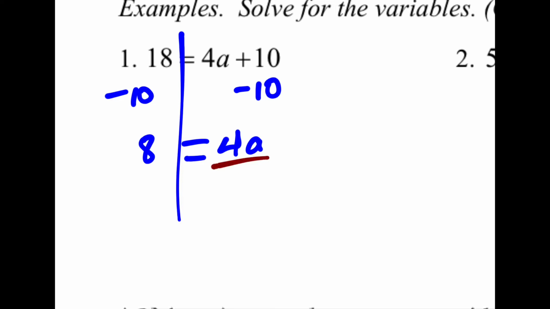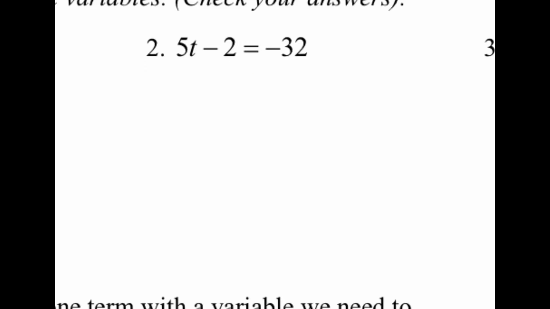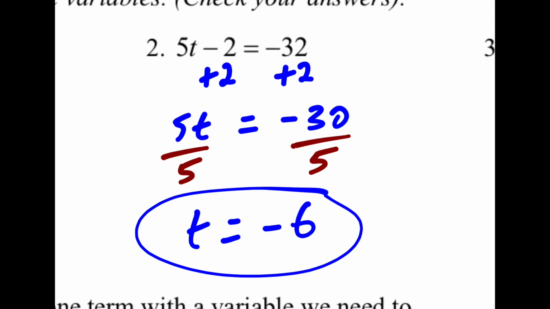The next step is to divide, that's step 3. Undo the multiplication. Here a is equal to 2. No fractions, undo subtraction. 5t is now equal to negative 30. Undo multiplication by dividing. So t is now equal to negative 6. Remember that a negative divided by a positive comes out negative.